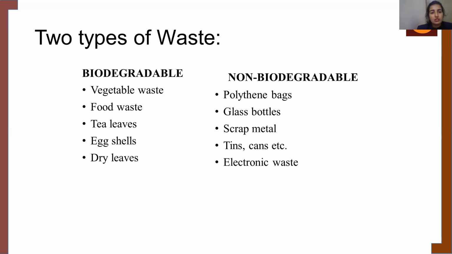solid waste. So when we talk about the types of waste, it can be mainly divided into biodegradable and non-biodegradable. Biodegradable waste is decomposed and degraded by microbes, whereas non-biodegradable waste cannot be decomposed by microbes. The examples given here for biodegradable waste include vegetable waste, food waste, tea leaves, eggshells, dry leaves, etc. And non-biodegradable includes polythene bags, glass bottles, tins, cans, electronic waste, etc.